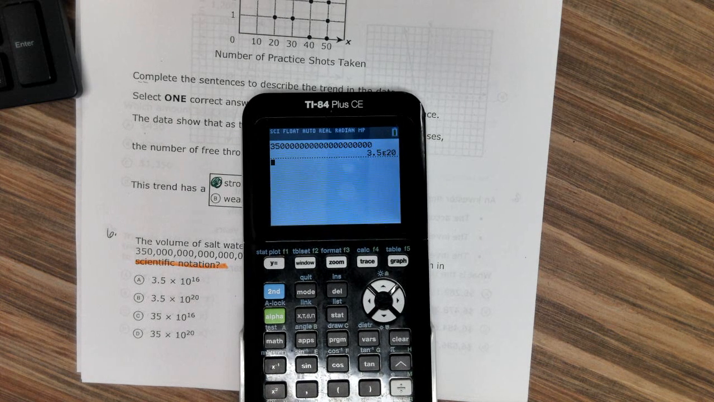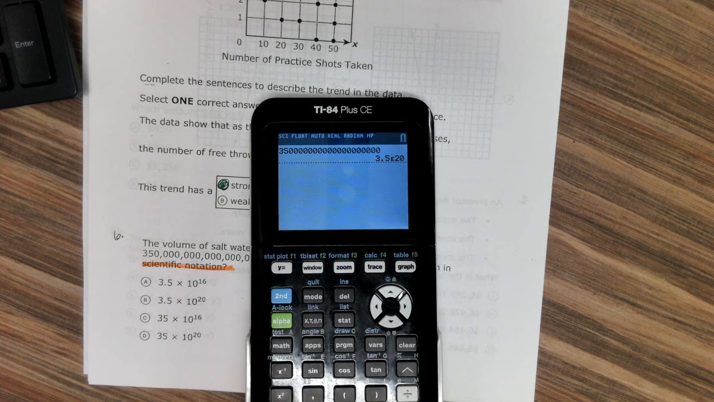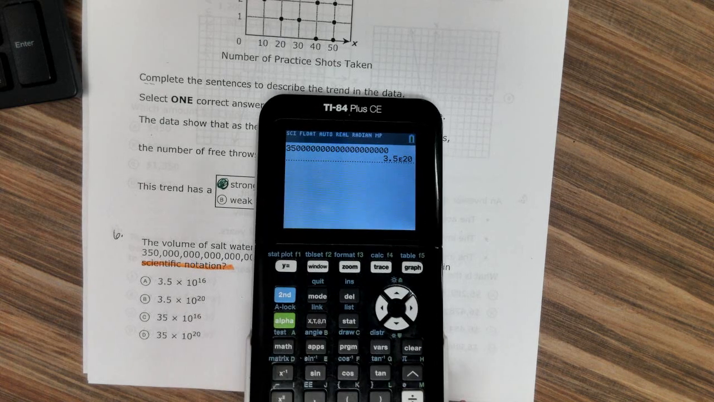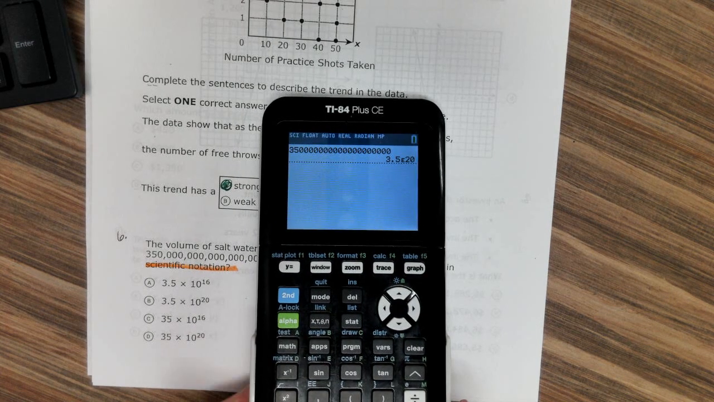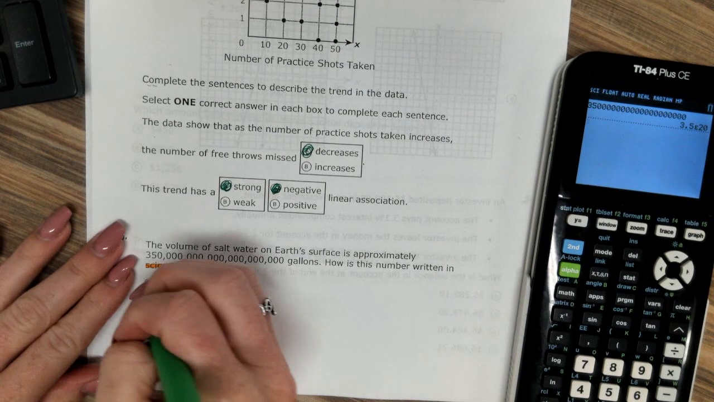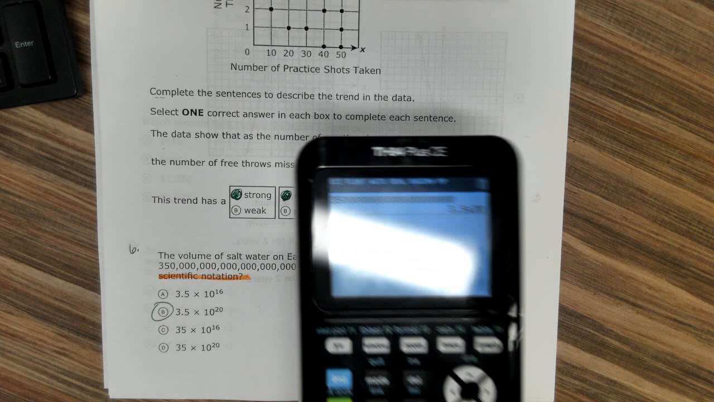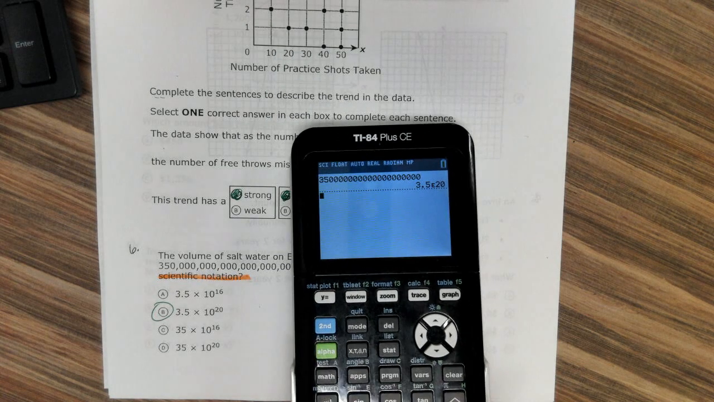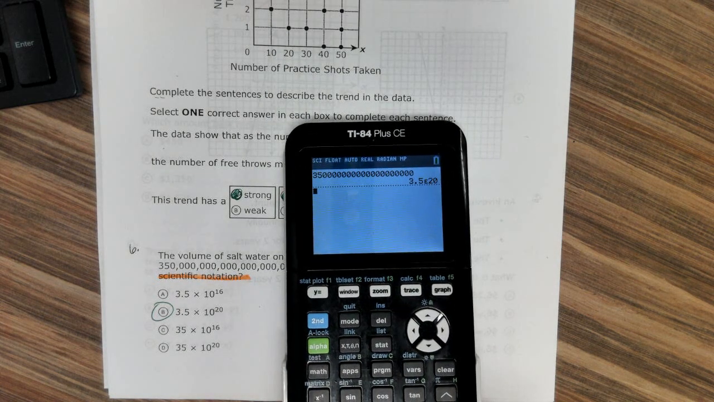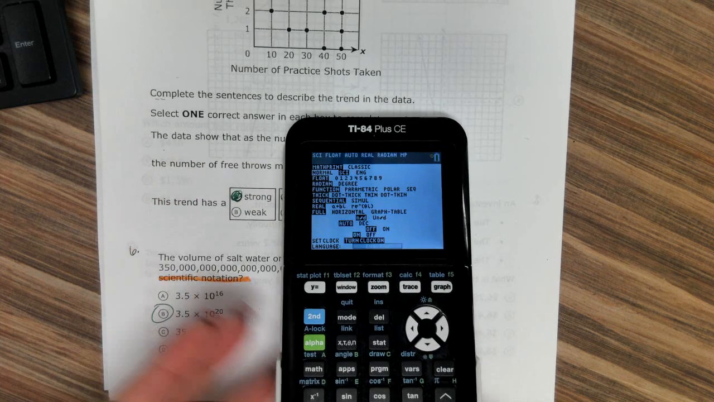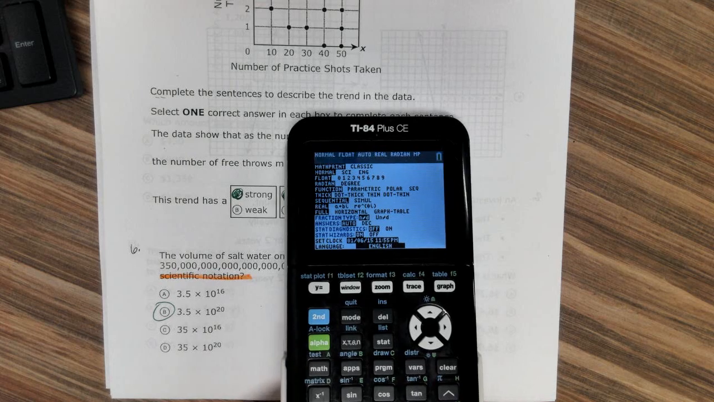Done. Hit enter, and there's my answer. The hardest part was counting. So 3.5 times 10 to the 20th power. Now, before I move on, what do you think I need to do? Go back to normal, because all my answers will now be in scientific. So I'm going to go to mode, normal, and hit enter.